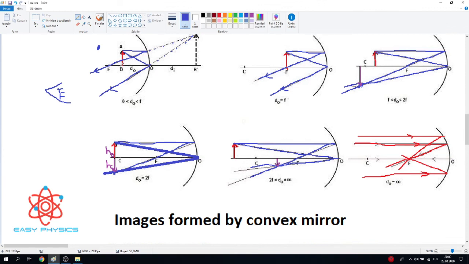As you see in this case, when the object is between the focal point and the mirror, the image is behind the mirror and it is not inverted, it is erect, and bigger than the object, and it is behind the mirror. So that's enough, I think, for the images formed by concave mirrors.